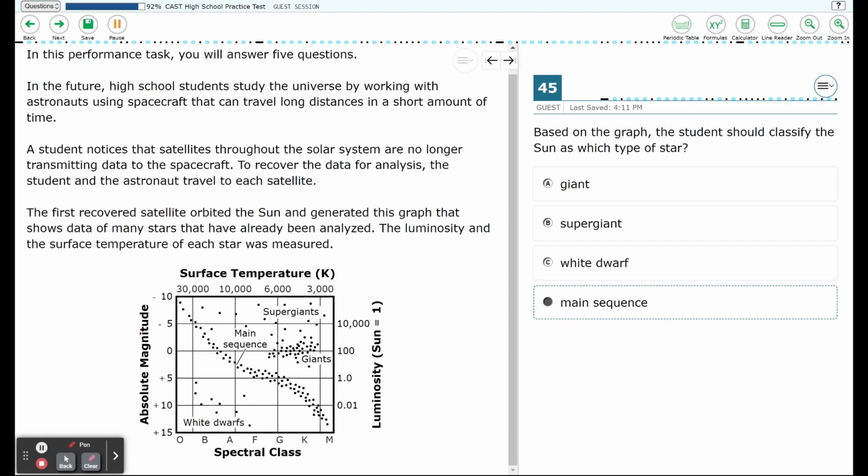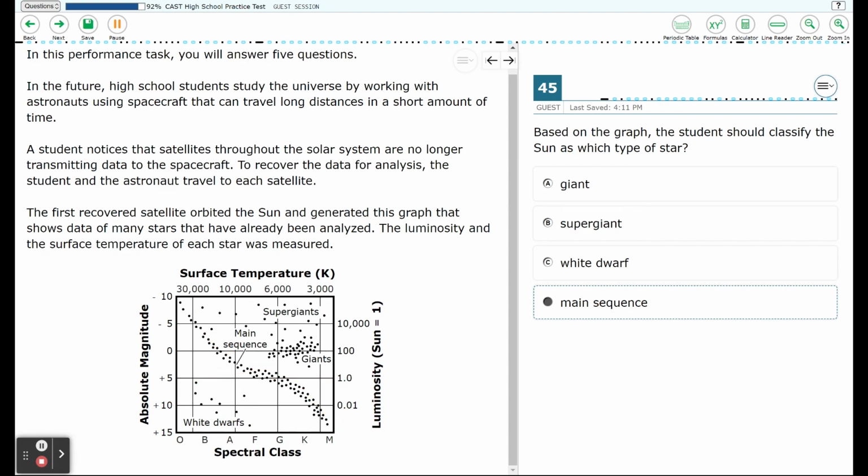It says the sun equals 1 luminosity. So we know the sun is right here. And so if we look straight across there, the white dwarfs come close, but not quite. They don't quite hit 1. And so the only thing that is in that 1 is that main sequence. So main sequence stars somewhere right in here where 1 luminosity is. That's where the sun would be.